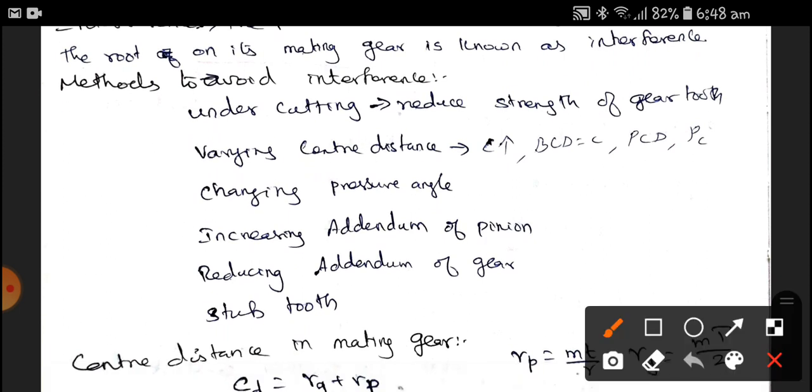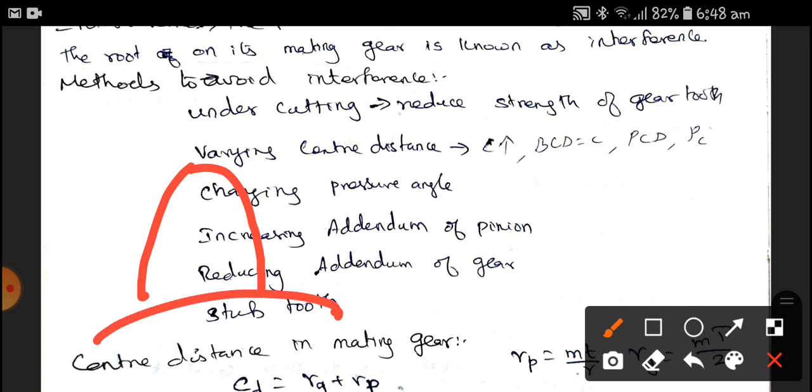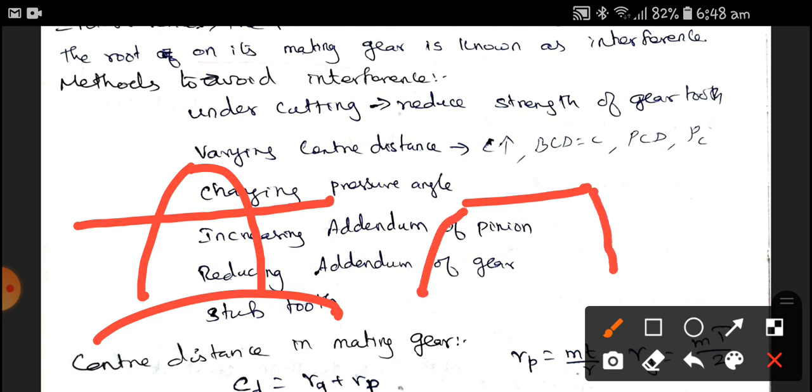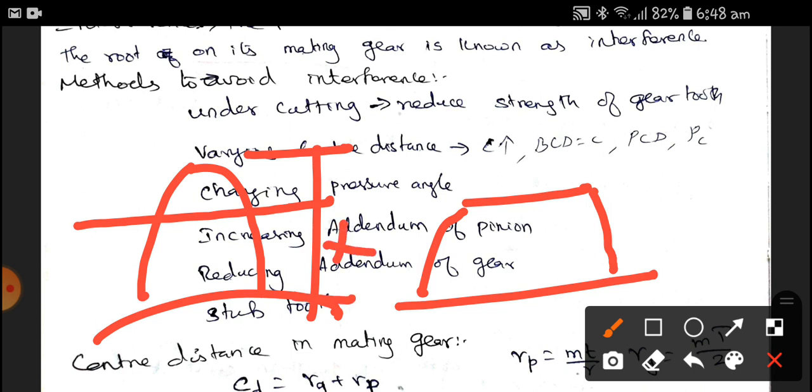So what is meant by a stub tooth? If this is the normal tooth we are using, the stub tooth is the form of the cut tooth, like that. A smaller tooth, instead of an X here, this is called a Y. So it is called a stub tooth. For our necessity we are cutting the gear tooth.